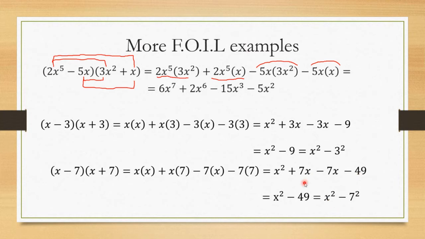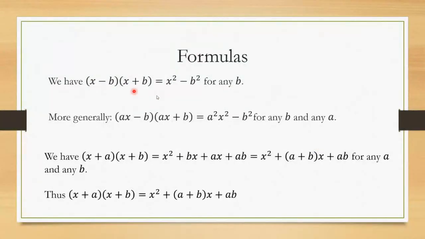And again, I rewrote it this way. Here, just like up here, these terms cancel. And we have this. And there is something a little bit more general happening here. Okay? There's actually a formula in the background that I'm trying to illustrate. And that formula is on the next slide, which is this. For any number b, this product is equal to this. This is actually what they call a difference of two squares, or difference of squares. That's what this is called.